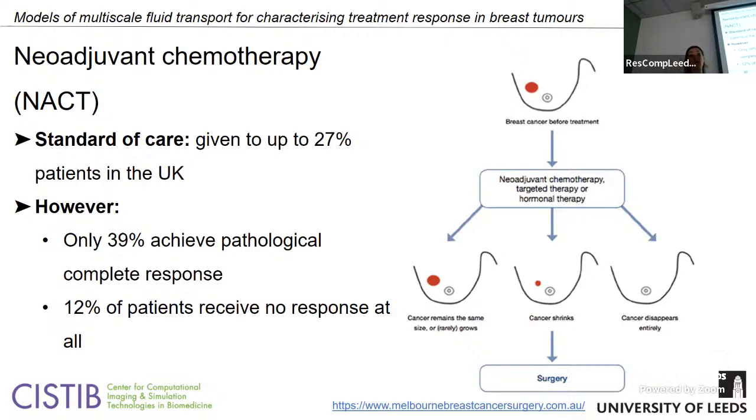However, as with any cancer treatment, it really doesn't work for everyone. So only 39% achieve what's known as complete pathological response, or pathological complete response, which is basically when it works perfectly and the tumor entirely disappears. A full 12% of patients get no response at all, so the treatment was fully useless for them, and everyone else lies somewhere in the middle. The tumor shrinks somewhat, but not enough, and you need to proceed to surgery.